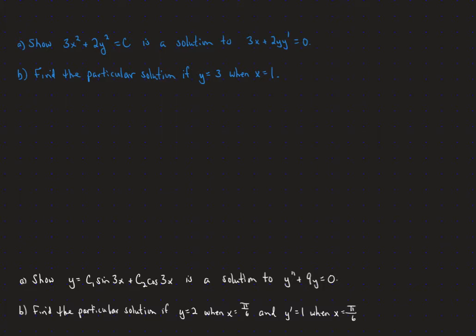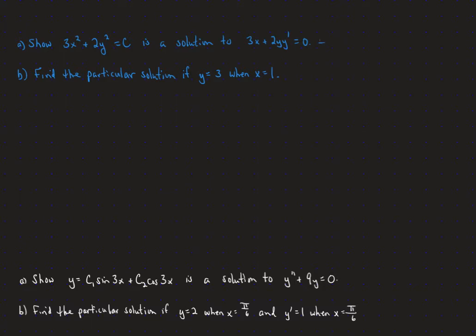So here's another version. We have 3x squared plus 2y squared is equal to c as our solution. We're going to try to show it's a solution to 3x plus 2y y prime, and then after we do that, we're going to try to solve for the constant.